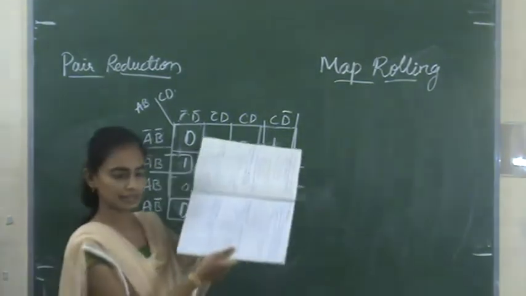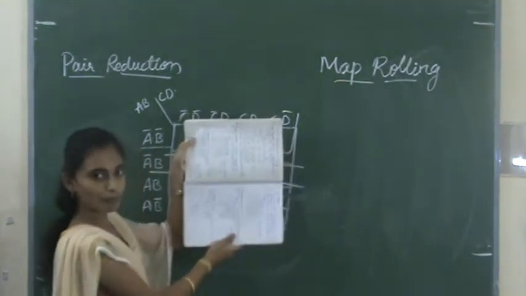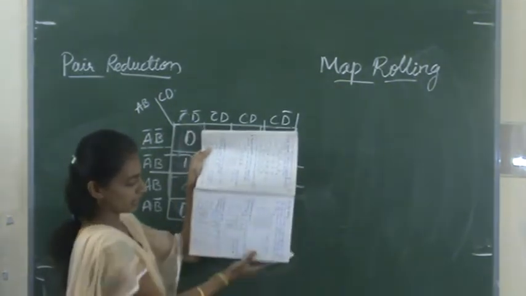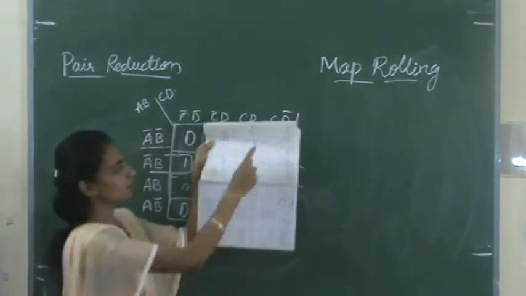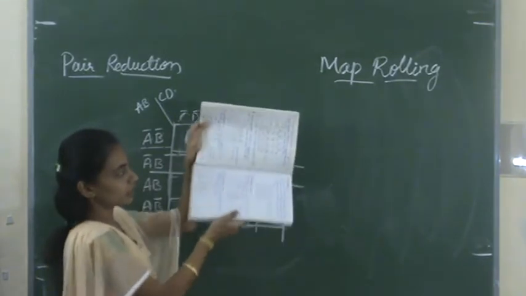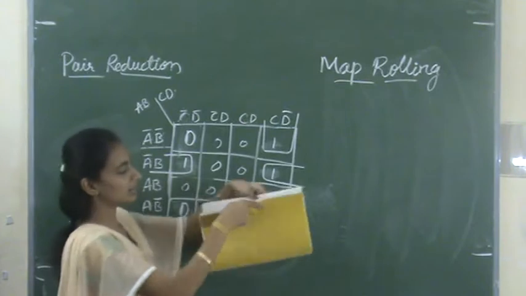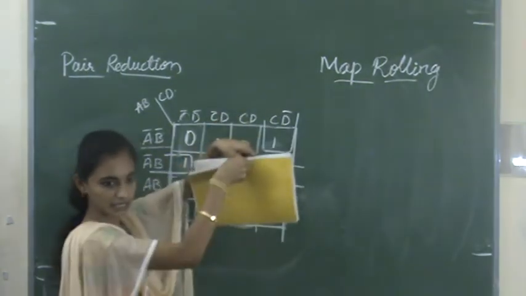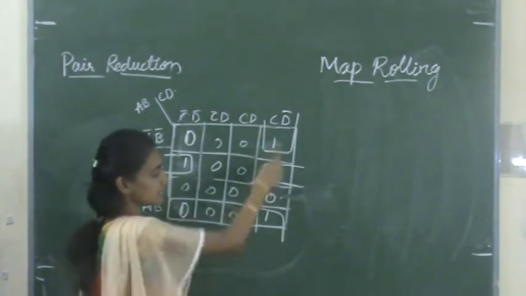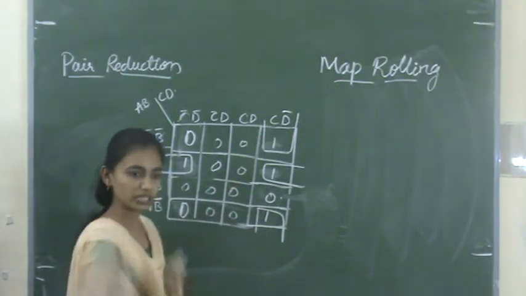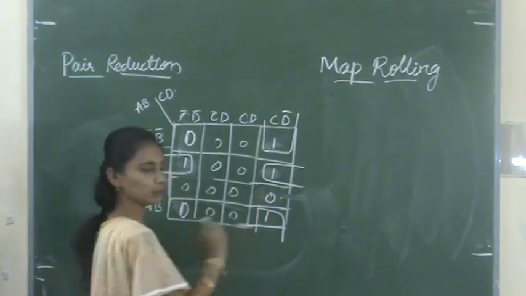Suppose this is the map. I have one here and one here. If I close like this, these two ones will touch, and this top will touch. So that we call top and bottom touch. If both touch each other, then we can group those.